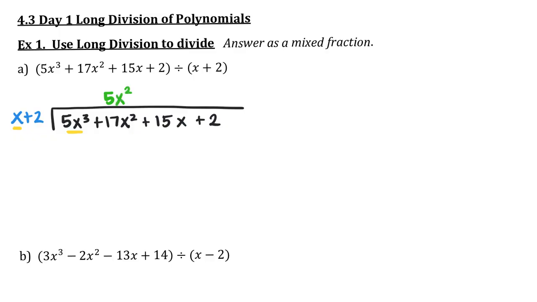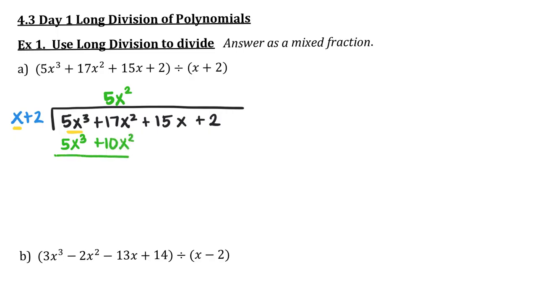Now I'm going to do this times this and line it up under here. So this times both things. 5x squared times x is 5x to the third, and I'm going to line it up under the like terms. And then 5x squared times 2 is 10x squared, and I'm going to line it up under the like terms.